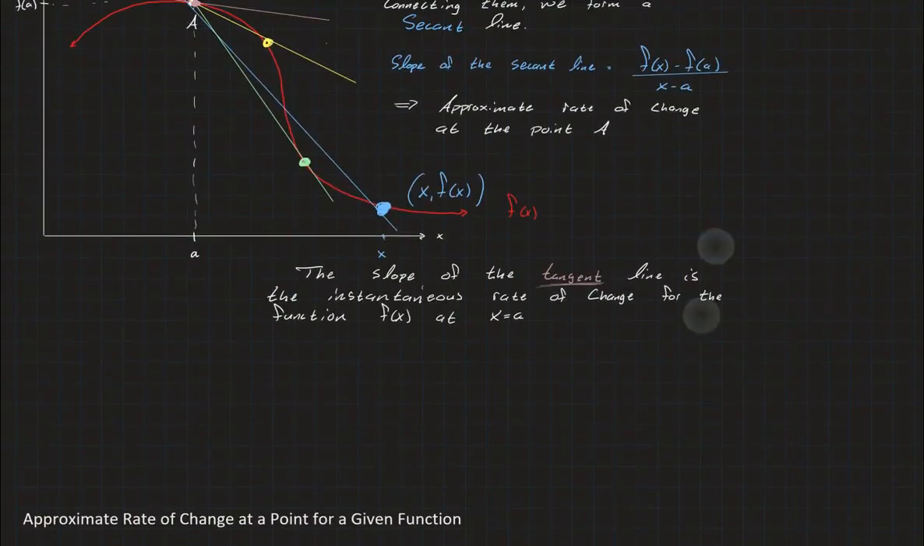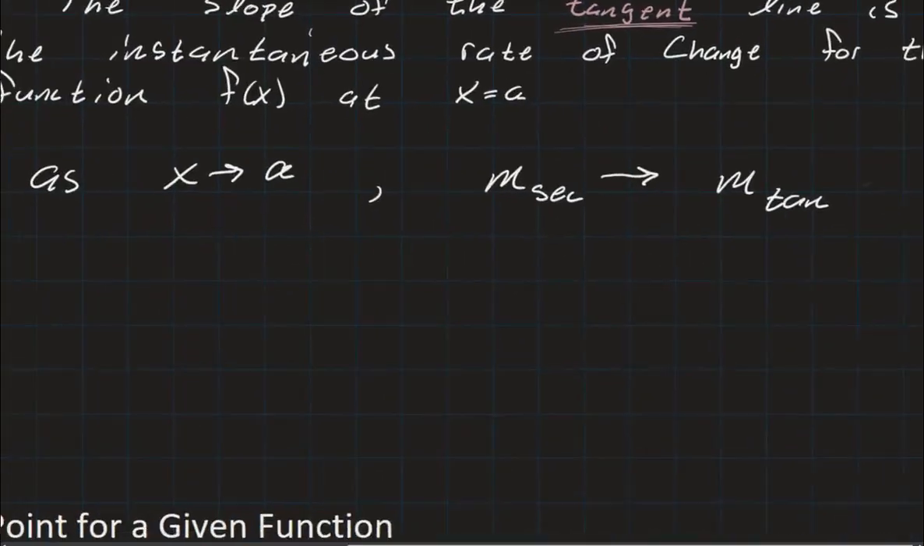In other words, as I take this x value and I move it closer to this a value, as this value gets closer to that a value, the slope of the line in between those two points approaches something called the tangent line. Now we're going to talk a little bit about notation really quick.